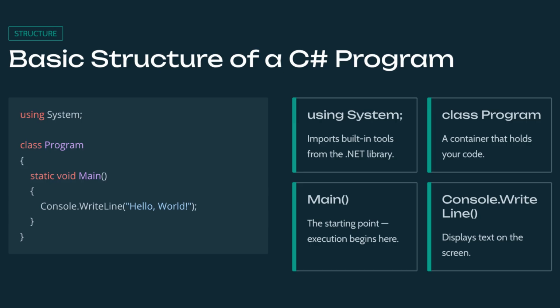This is the basic structure of a C# program. At first glance, it may look confusing, but each line has a specific purpose. And by the end of today's lesson, you will understand what every part does.